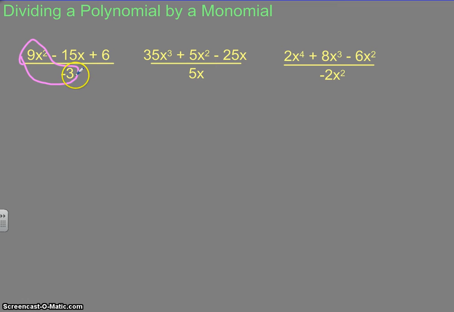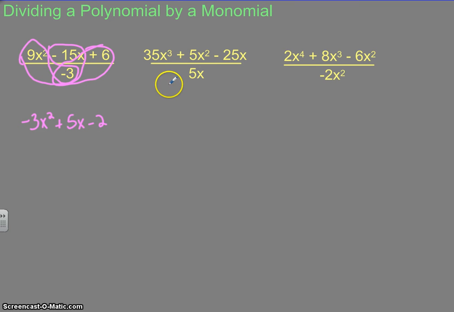What is 9x squared divided by negative 3? Well, 9 divided by negative 3 is negative 3. The x squared stays unchanged because there's nothing down here to change it. So it's just negative 3x squared. Okay? Then I'm going to look at these two. Negative 15x divided by negative 3. Well, negative 15 divided by negative 3 is positive 5. The x stays unchanged because there's no x down here to change it. Then I look at this last. 6 divided by negative 3 is negative 2. And we are done.